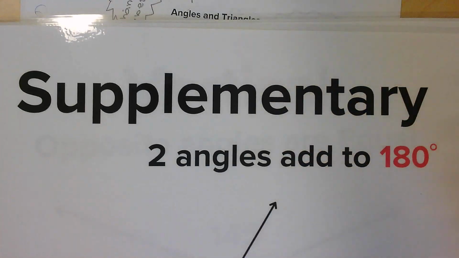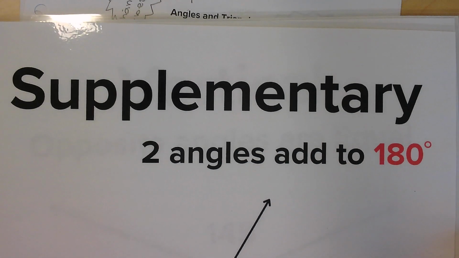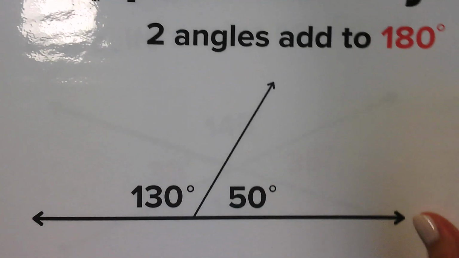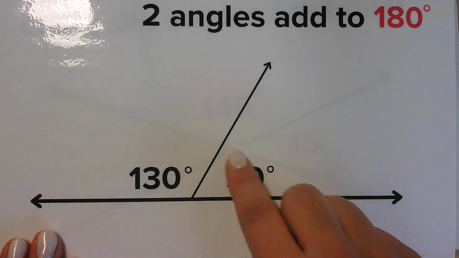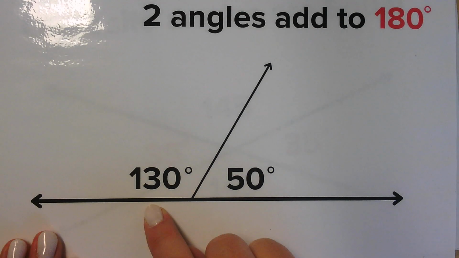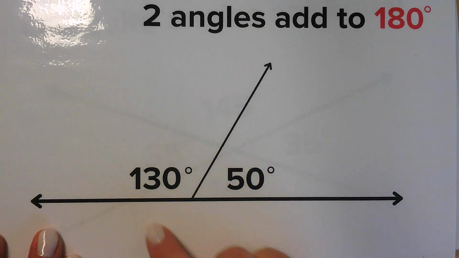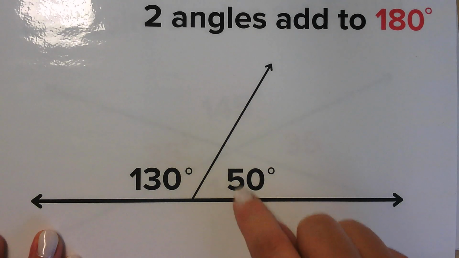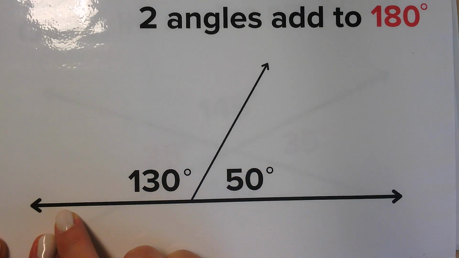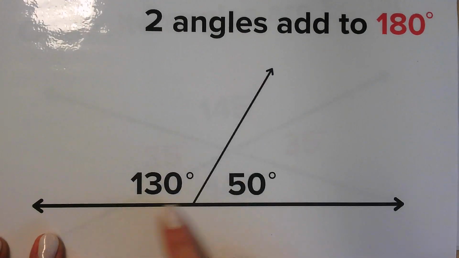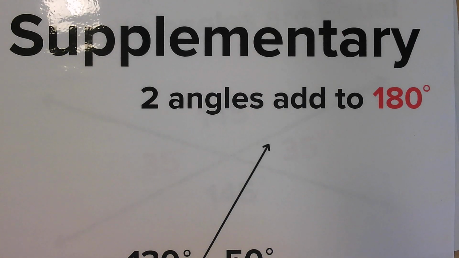Next we have a supplementary angle, and a supplementary angle are two angles that add up to 180 degrees. So from this side right here all the way around to this side is 180. And if you think about it, if you start right here and go all the way around, that's a 360 degree spin. So half is 180. A line is 180 degrees. 130 plus 50 is 180 degrees. So that's supplementary.